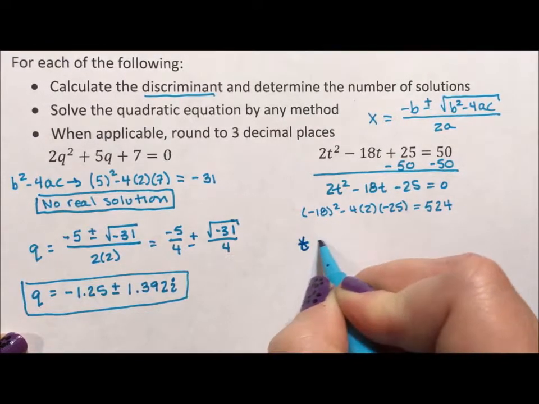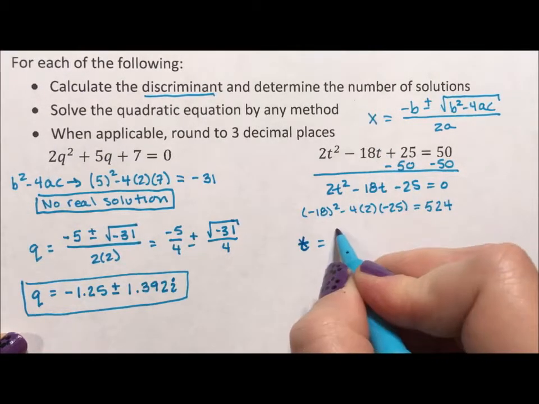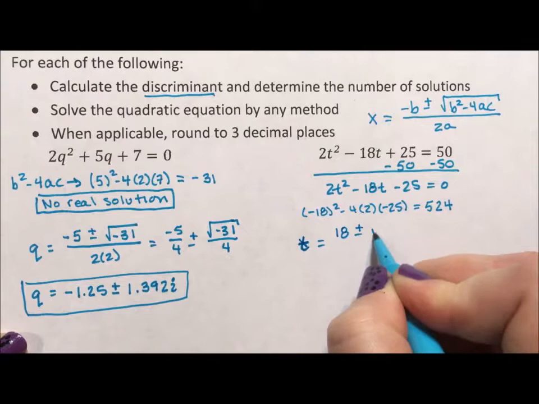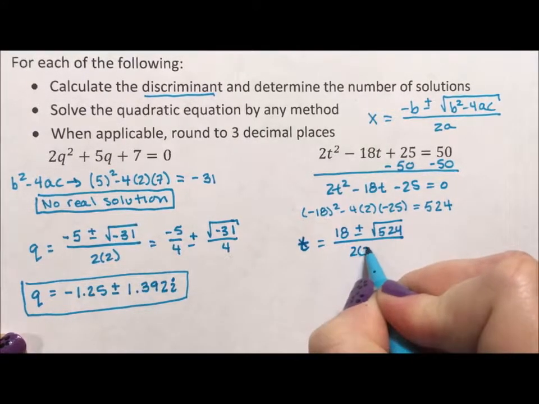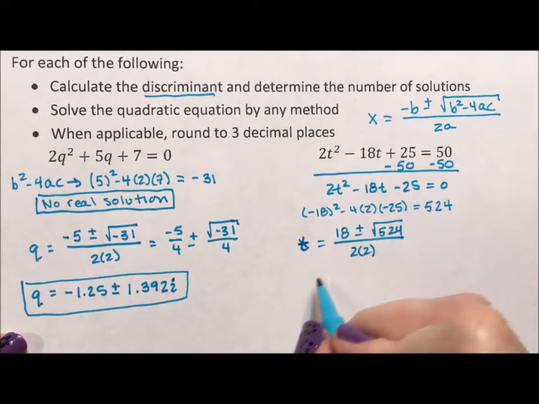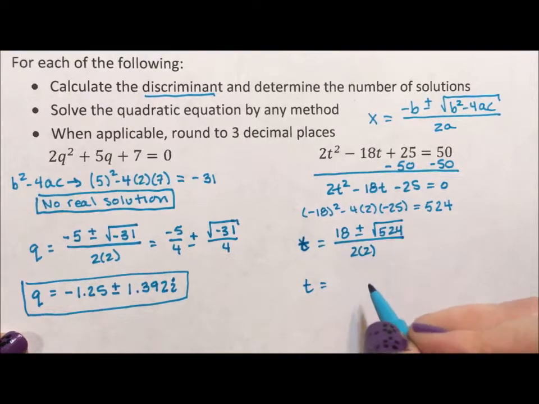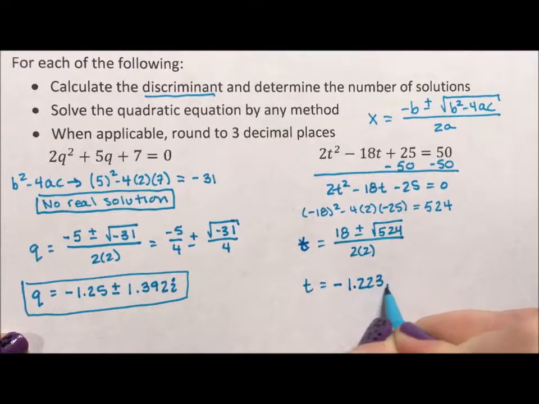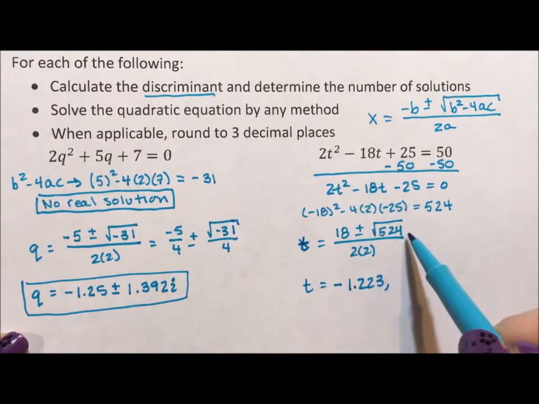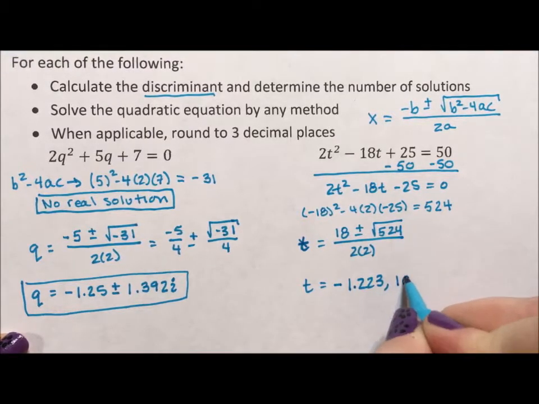T equals negative b. Well, b is a negative 18, so minus a negative is a positive 18 plus or minus the square root of 524 over 2a, so 2 times 2 is 4. I'm going to do these separately. I'm going to say 18 minus the square root of 524 over 4, and when I put that into my calculator, I get negative 1.223. And then I'm going to do 18 plus the square root of 524 over 4, and when I put that into my calculator, I'm going to get 10.223.